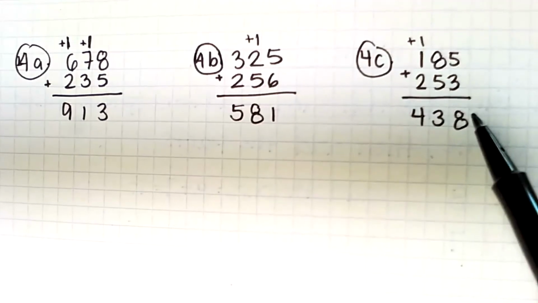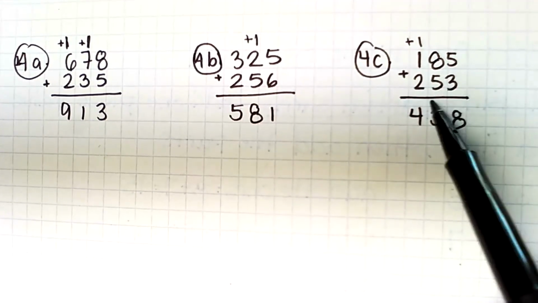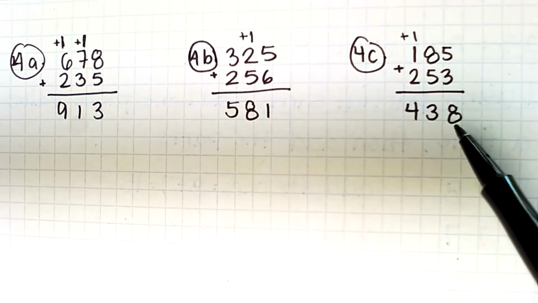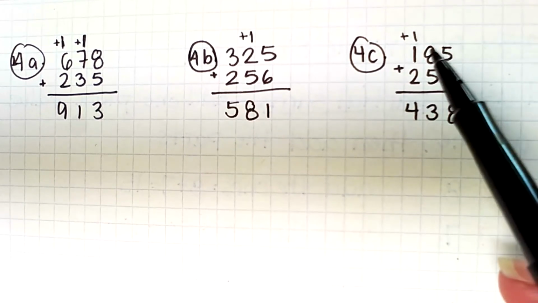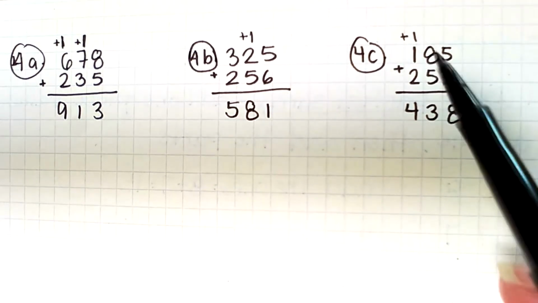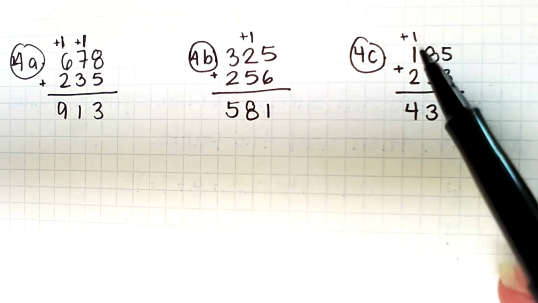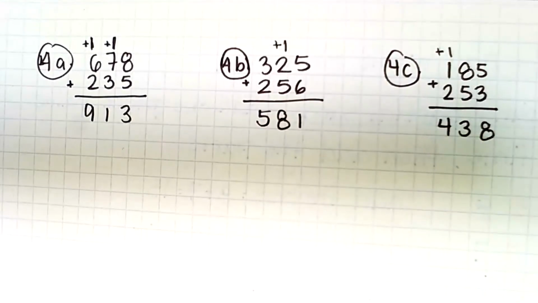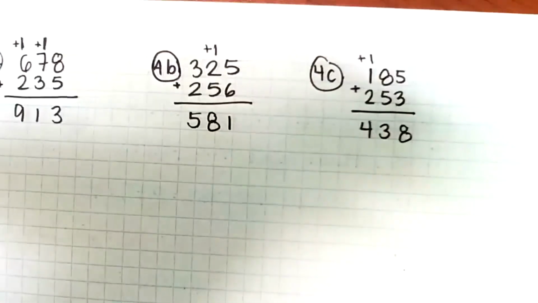And for 4C, I had 185 plus 253. The 5 and the 3 together make 8. I didn't need to regroup anything. The 8 plus the 5 made 13, so I did need to regroup. I put the 3 over here and I carried the 1. 1 plus 1 plus 2 equaled 4. So that's it for your guided practice for this lesson.